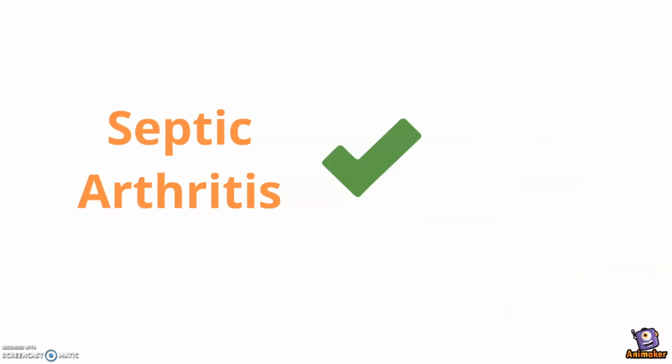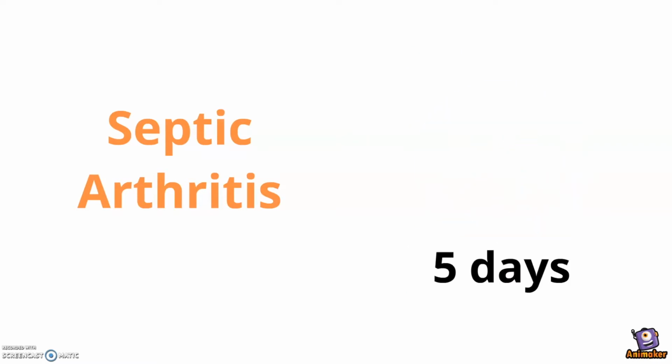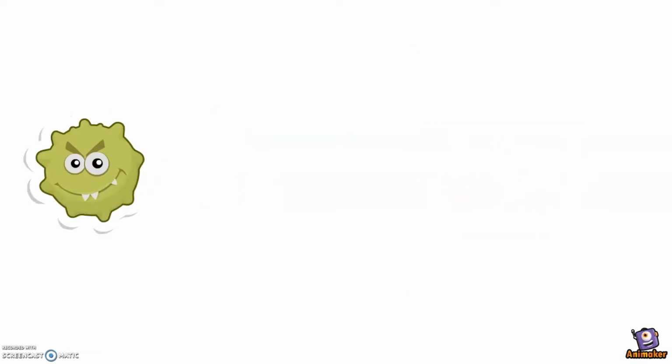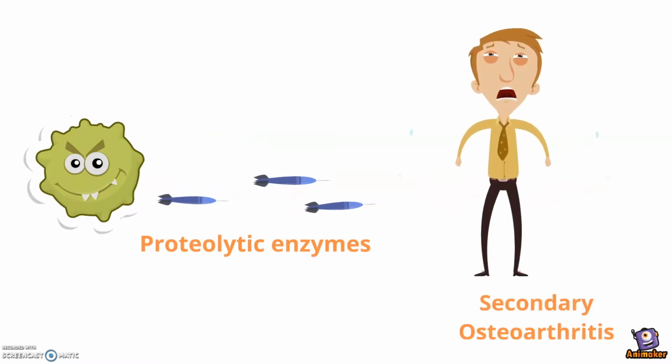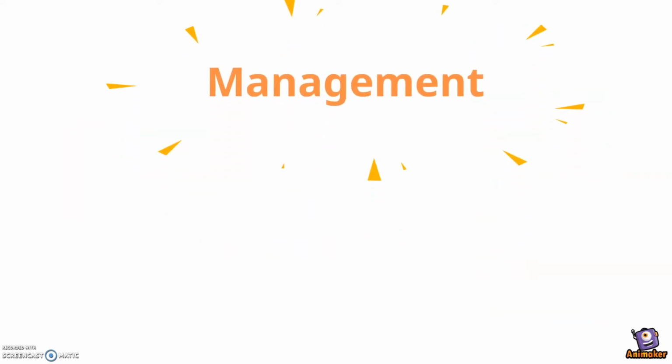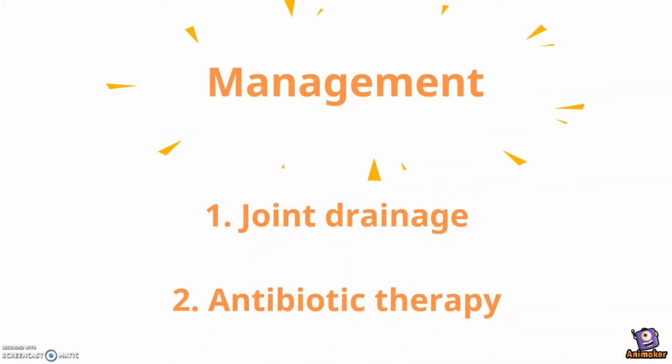Next, we actually have to manage his condition. Acute septic arthritis is managed as an emergency within 5 days from presentation. This is because the offending bacteria may secrete proteolytic enzymes, which destroy the cartilage and predispose the patient to secondary osteoarthritis. The management of septic arthritis consists of 2 basic principles: joint drainage and antibiotic therapy.